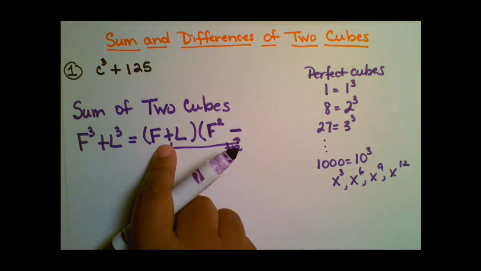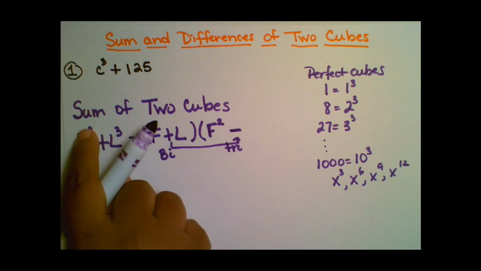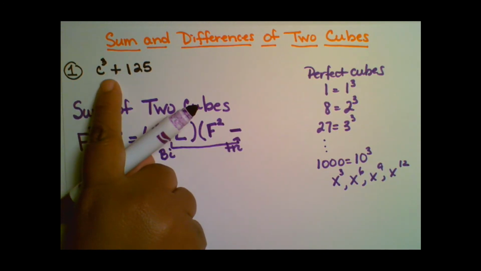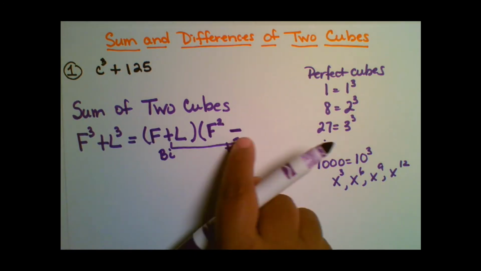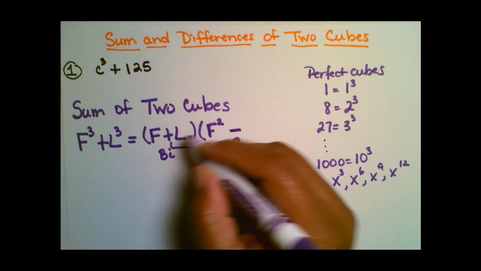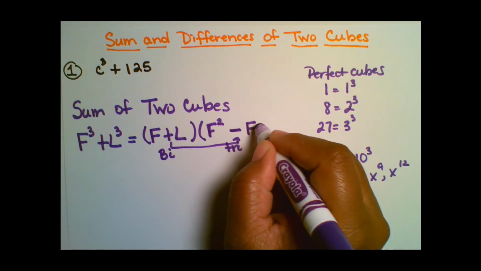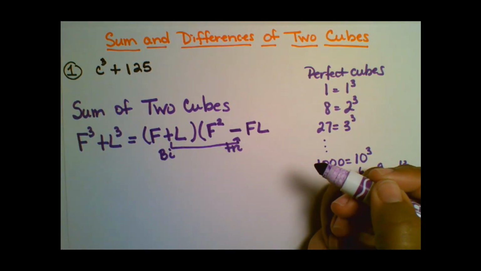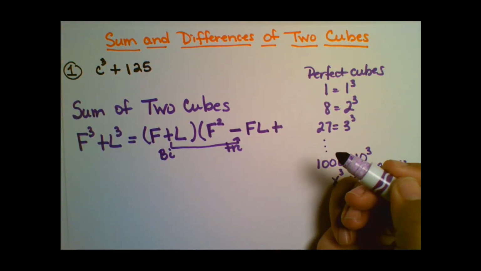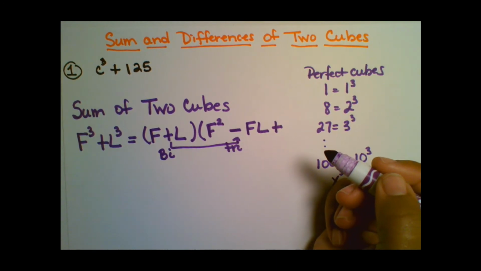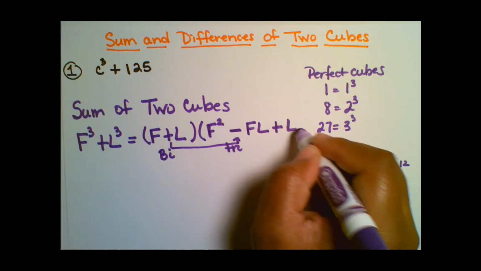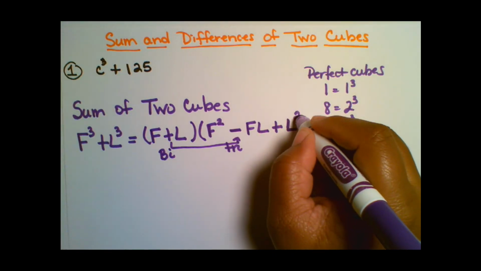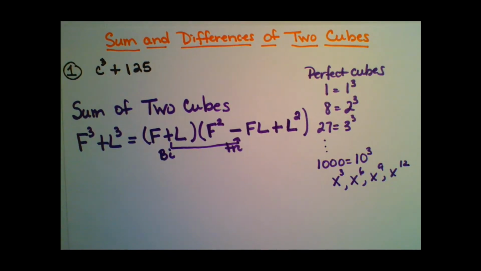The reason we begin with the plus in the first parenthesis is because the question starts with the plus sign, a sum. So let's finish the trinomial. Whatever we call F and L, we're going to multiply those together. That last sign is always going to be a plus, a positive, and then whatever we call L, we're going to square that. So now I'm going to show you how to find your F and L.